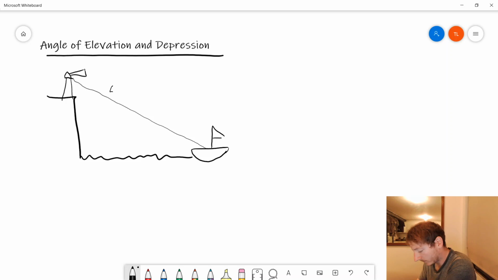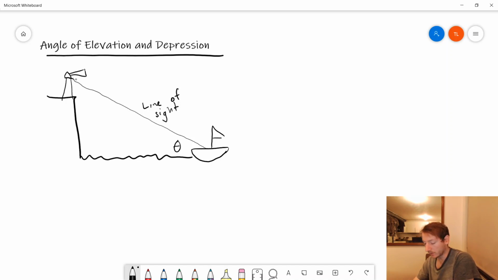Let's see if I can write neatly enough here. I might write it this way. They are always between the line of sight and the horizontal. So angle of elevation is pretty easy. It's in between the horizontal, usually the ground or the water, and the line of sight. But the angle of depression is a bit harder. It's really tempting to think it means here, but that is between the line of sight and the vertical.